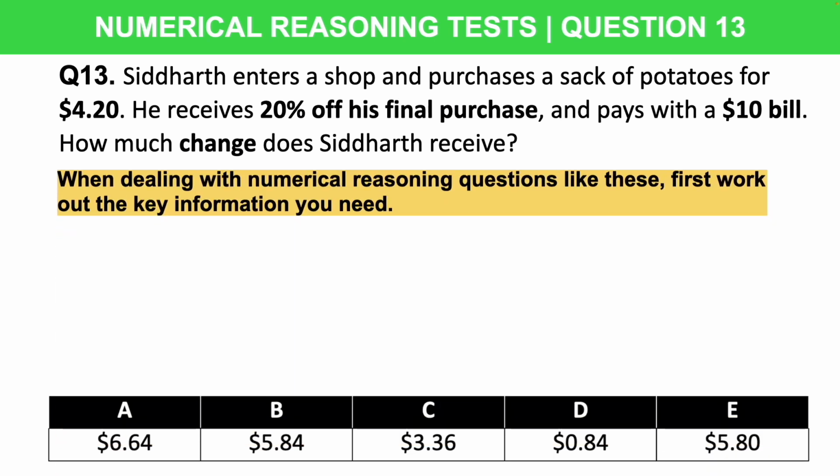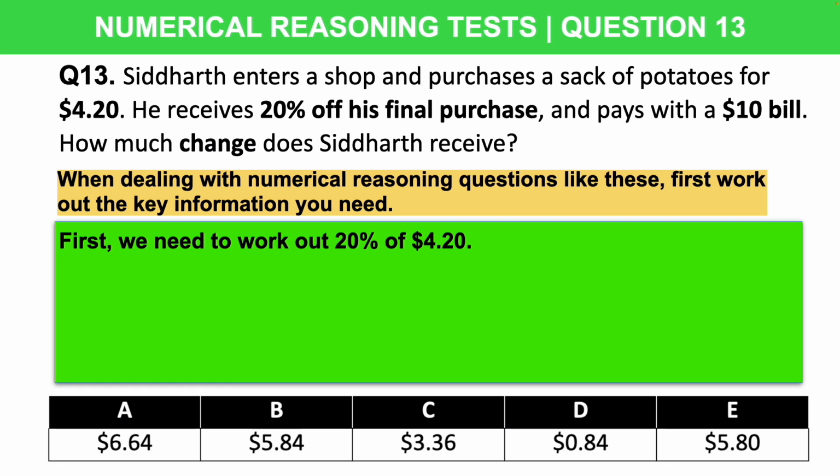Now, when dealing with numerical reasoning questions like these, first work out the key information that you need. So you can see, to help you, I've put all the key information in bold. Now, the first step to working out this percentage question is we need to work out what 20% of $4.20 is. And that's because we don't yet know the total purchase price for the sack of potatoes that Sid Half purchased, because it had that 20% discount.